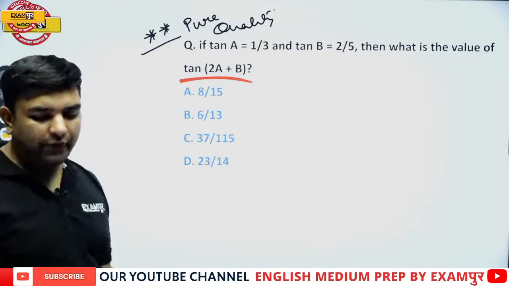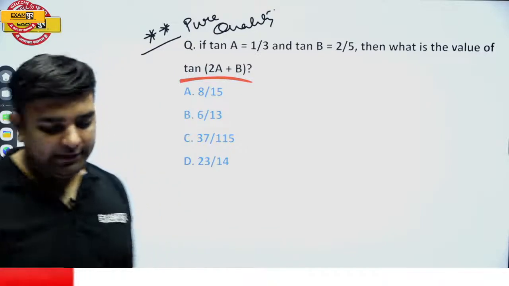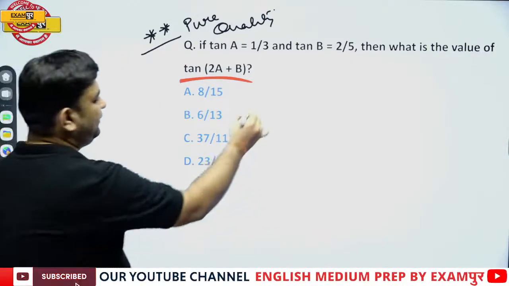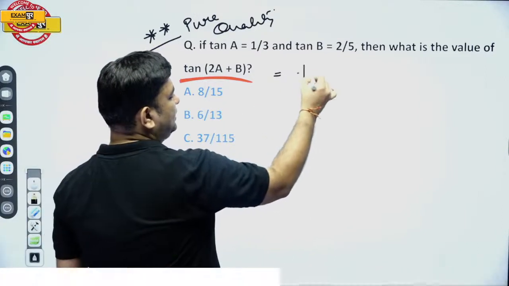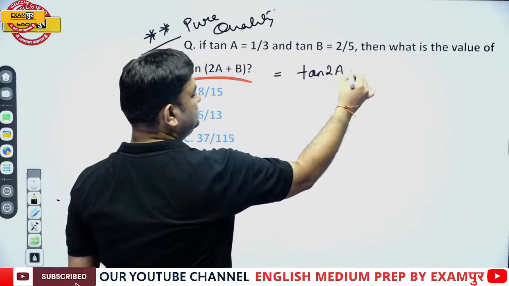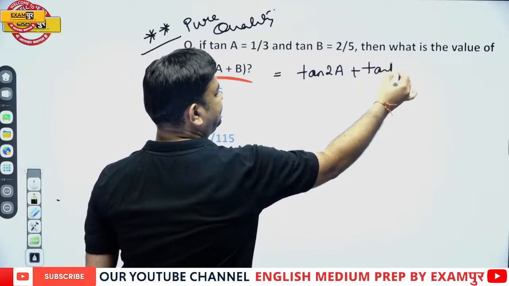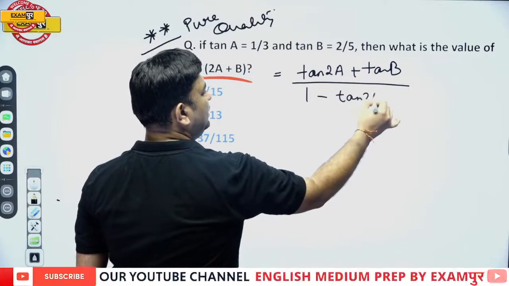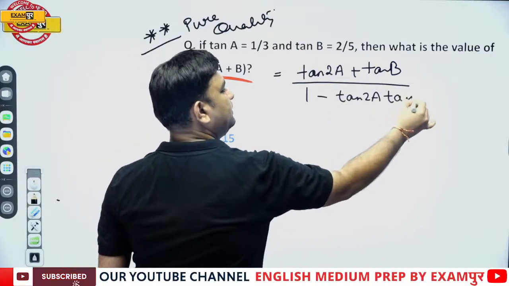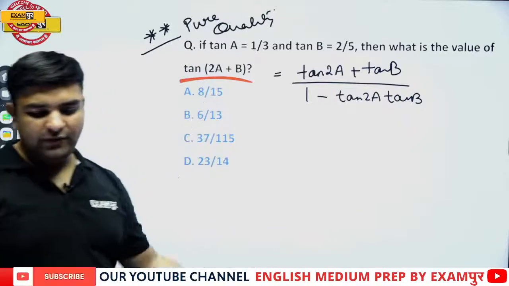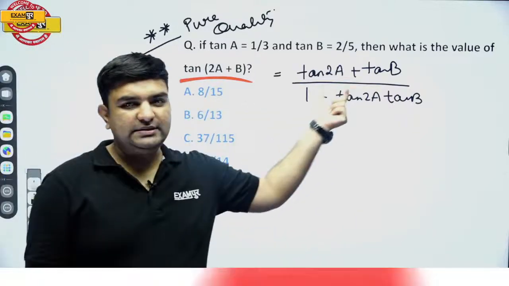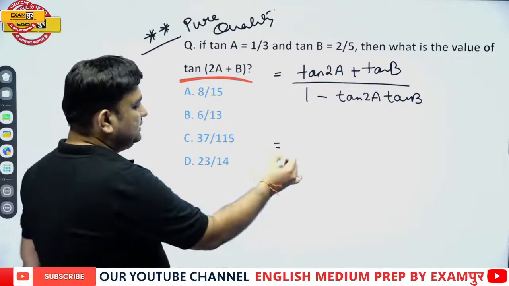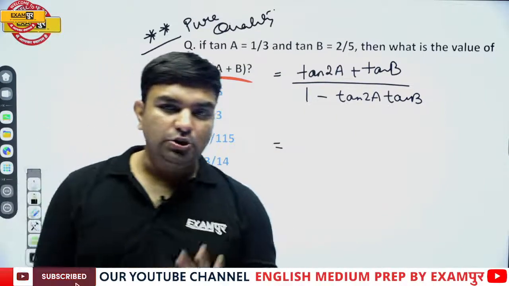First we will apply tan of a plus b. A is 2a here, so it is tan 2a plus tan b upon 1 minus tan 2a into tan b. Okay, first we have applied tan of a plus b as tan a plus tan b upon 1 minus tan a tan b. Now, the tan 2a formula is also known to us.